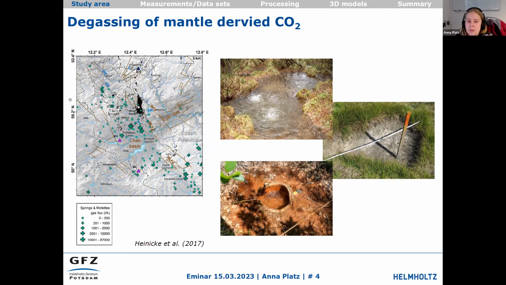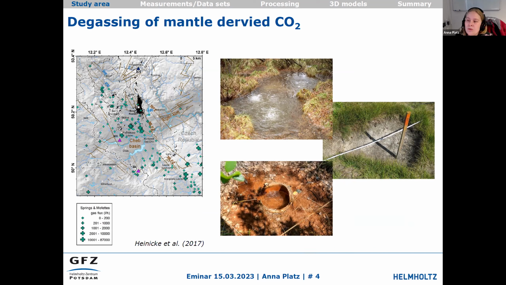Here we see, for example, a map of the northern part of our study area, and you see all these green crosses which show degassing centers. Degassing centers in our case means mineral springs or mofettes. Mofettes are sites of natural cold magmatogenic CO2 degassing, as shown in these examples. They can occur as dry mofettes, as shown here, but also as wet mofettes, as shown in these photos.